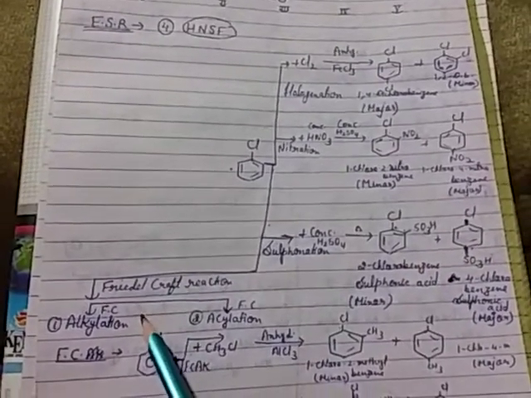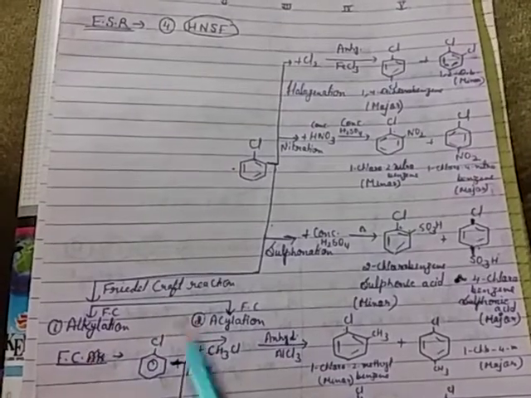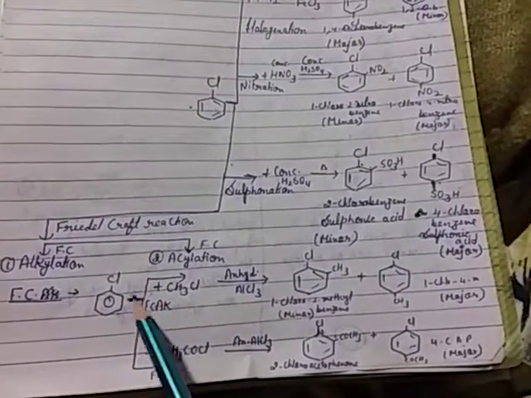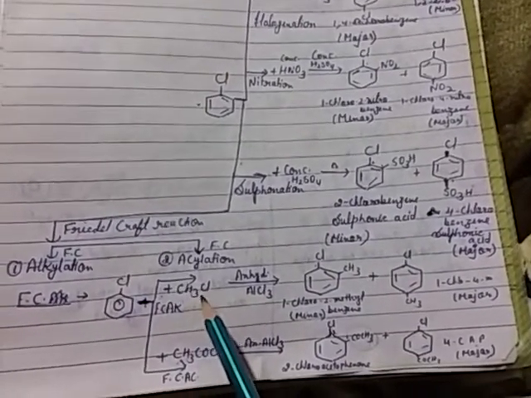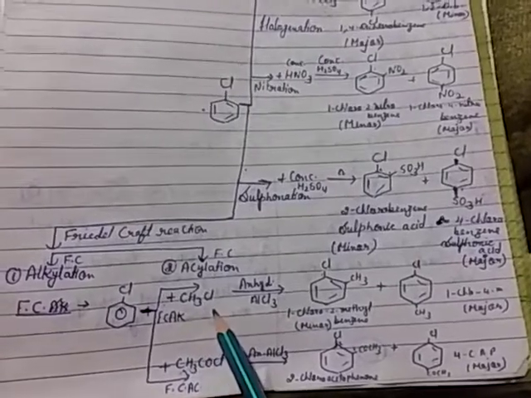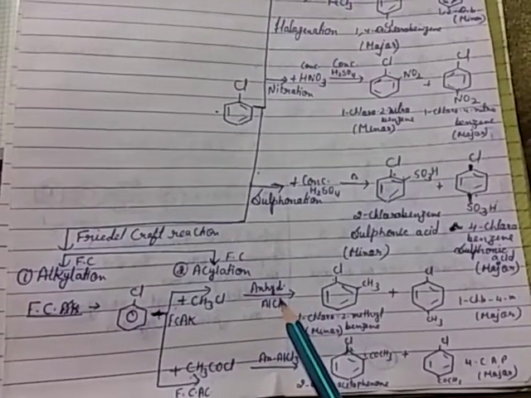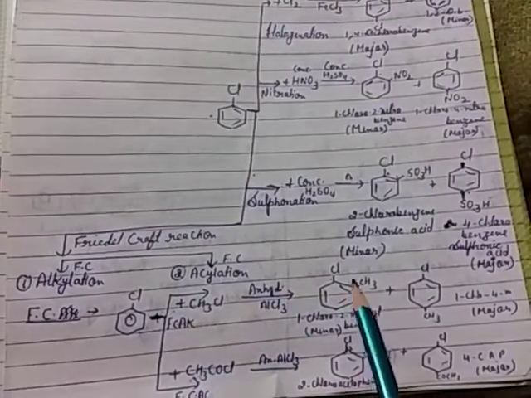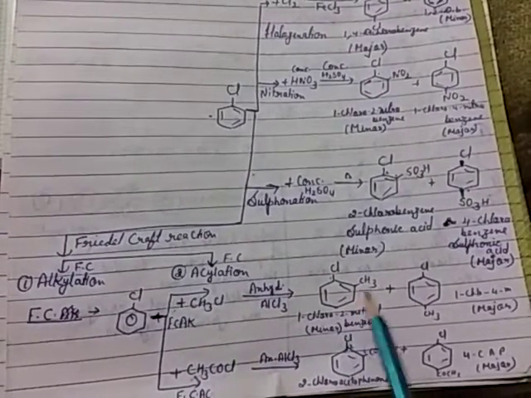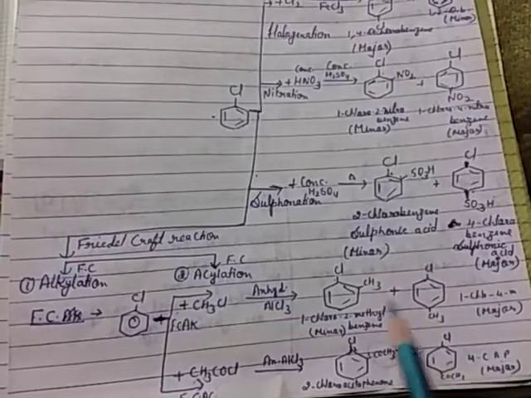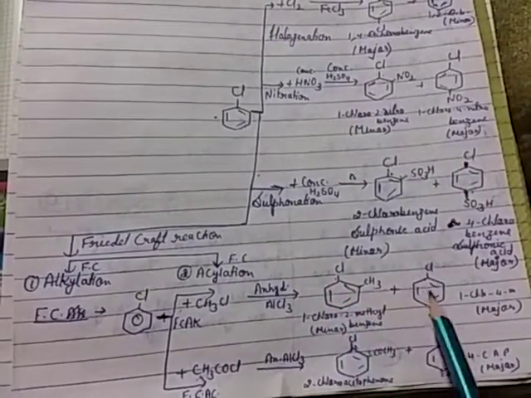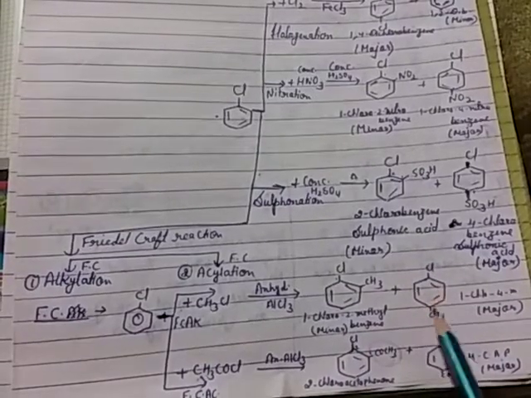And then fourth one is the Friedel-Crafts reaction. It is divided into two parts, alkylation and acylation. So alkylation means chlorobenzene reacts with methyl chloride in the presence of anhydrous AlCl3, and then the methyl group attaches at the ortho position and then the para position. So its name is 1-chloro-2-methylbenzene and 1-chloro-4-methylbenzene.